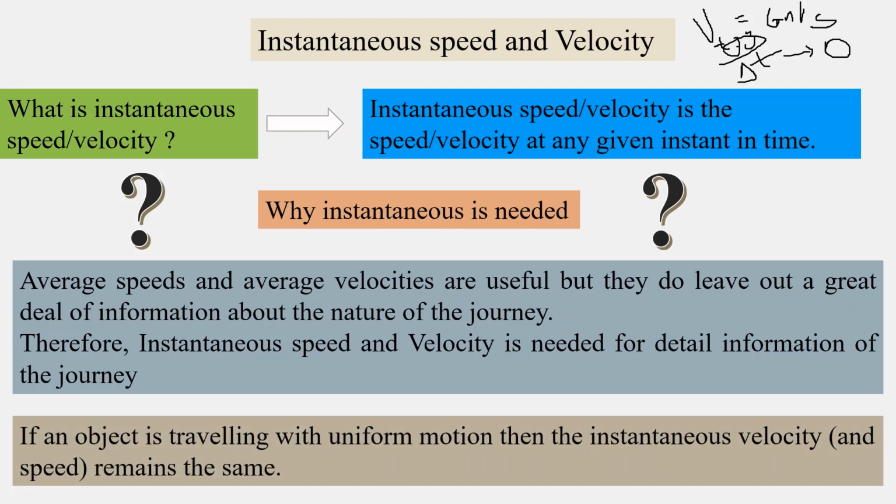If an object is traveling with uniform motion, as in previous lessons we have said, uniform motion means motion with constant velocity. So if an object is moving with uniform motion, then it has the same instantaneous and average velocity.